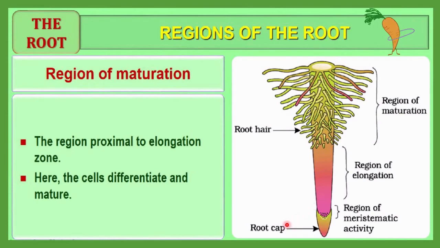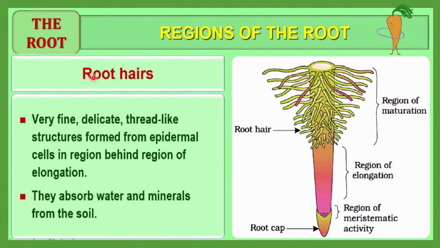So these are the regions of a root: root cap, then region of meristemic activity, then region of elongation, and then region of maturation. Okay, so let me see about the root hairs. They are very fine and delicate. Here you can see very fine and delicate thread-like structures formed from the epidermal cells in a region behind the region of elongation. Near the elongation region you will observe this one. They absorb water and minerals from the soil. Their very important function is to absorb the water and minerals from the soil.